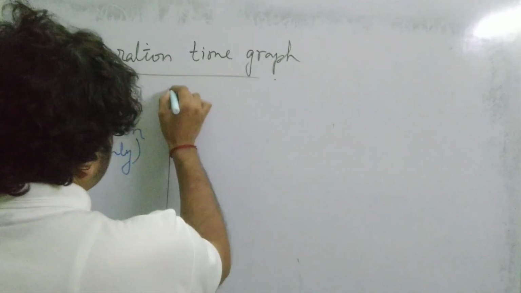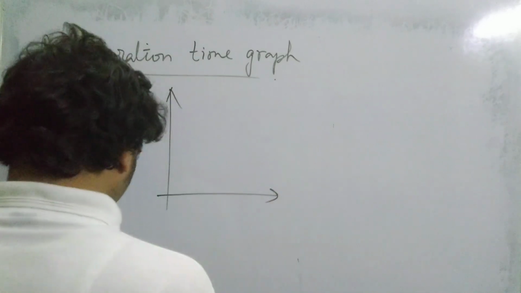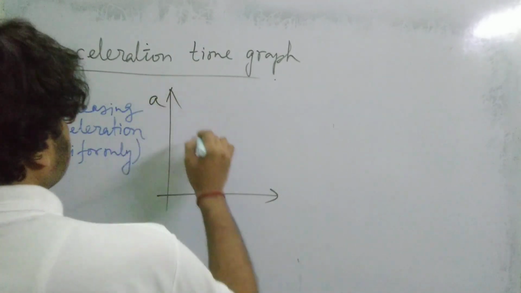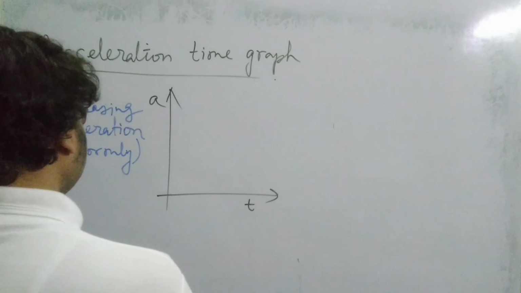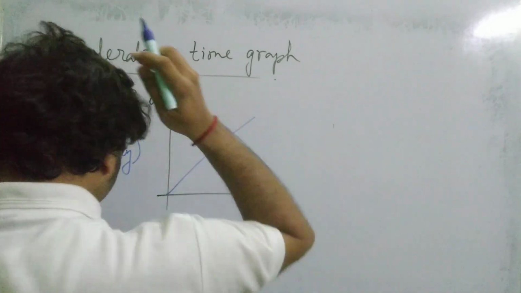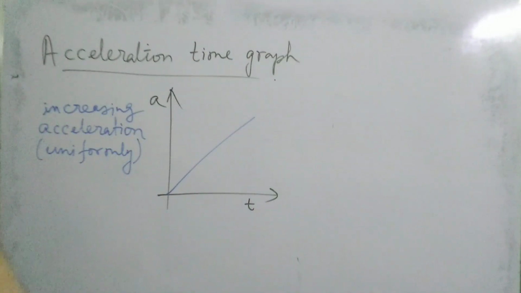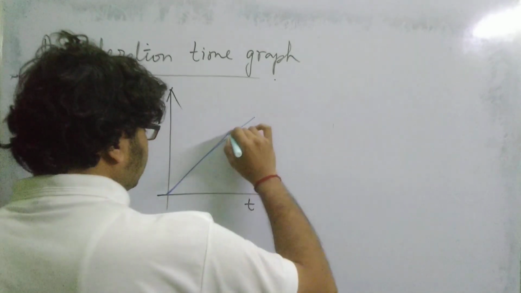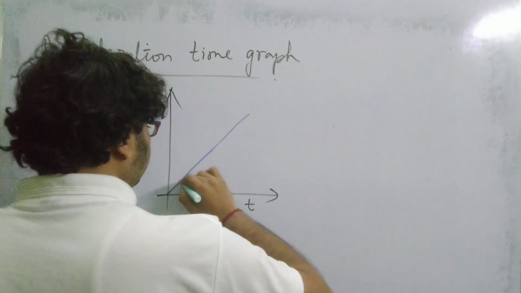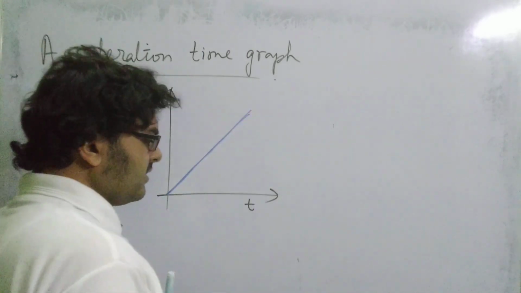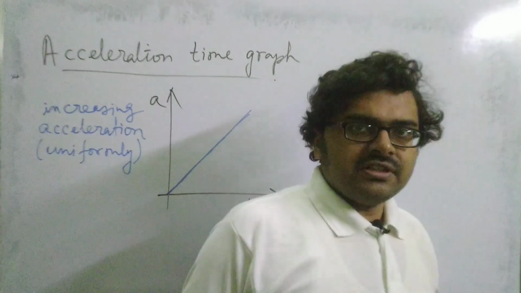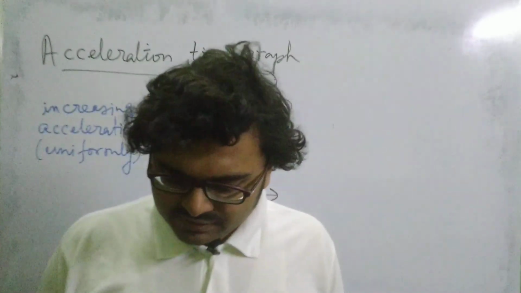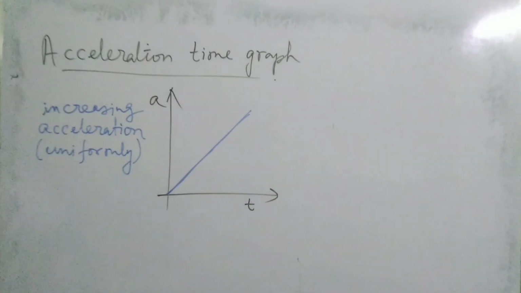Obviously I think all of you have already guessed what will be the nature of the graph, acceleration versus time. It will be just like this, a straight line passing through the origin. If you consider that the acceleration at t equals 0 was 0, then it will be a straight line like this. So this is the acceleration time graph for a body for which the acceleration is increasing each moment.